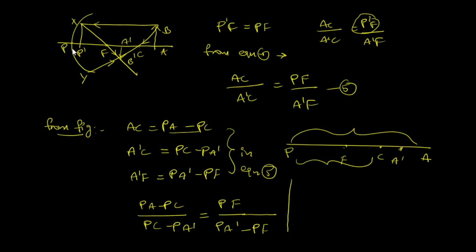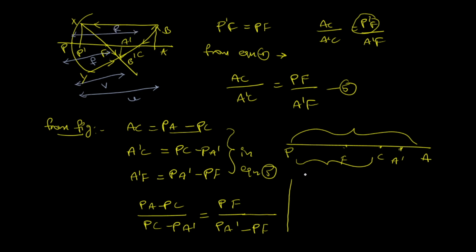Okay, from the figure, PA prime is the image distance, and I'm taking this as V. Okay, and PA, the distance from PA, is the object distance, which is denoted with U, and we are left with PF. What is PF? PF is the focal length, which is denoted with small f. Okay, and what is PC? PC is the radius of curvature. It is the radius of curvature denoted with the capital R, right?